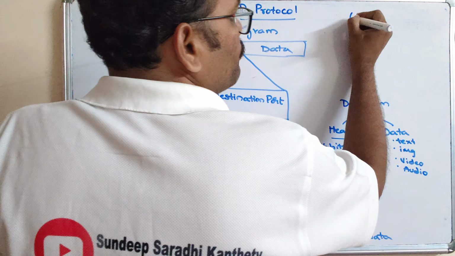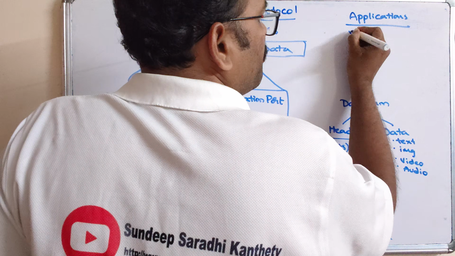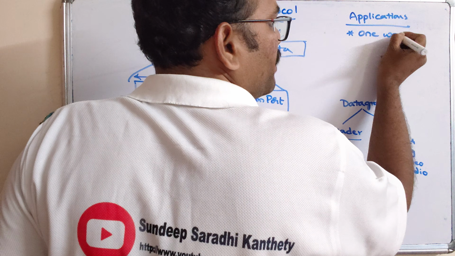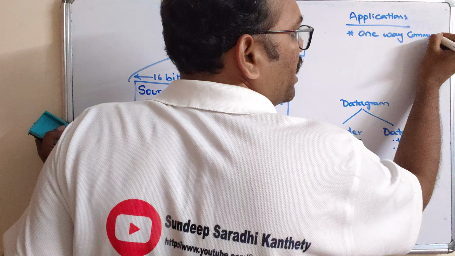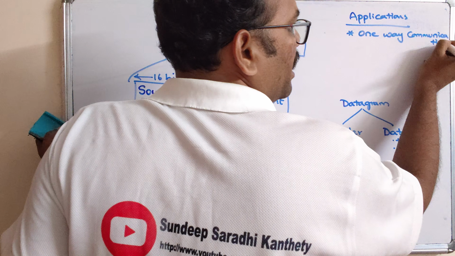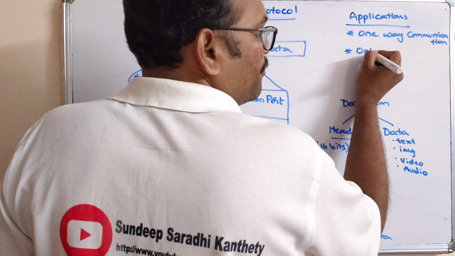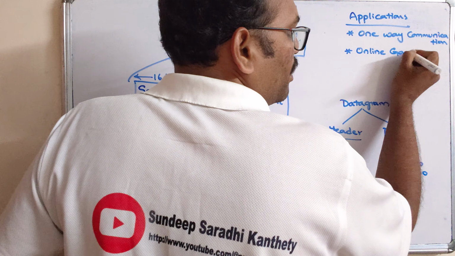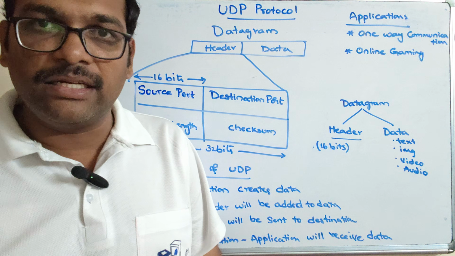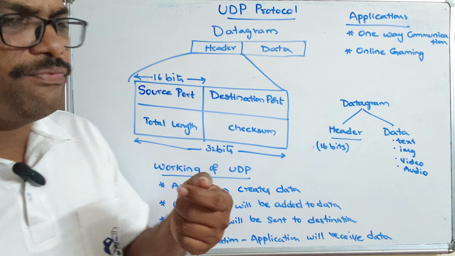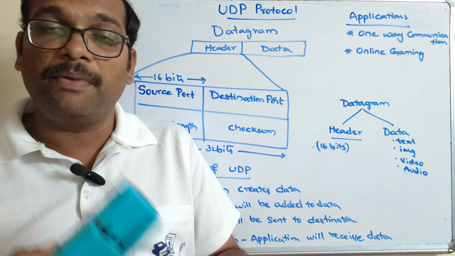So what are the applications where the UDP protocol will be used? Applications particularly with one-way communication. If any application wants one-way sending of data, in such applications we can use this UDP protocol. One such application is online gaming. While playing the game, there will be different characters moving around the screen. If some data is lost, there will be no problem, still the game will be playing smoothly.